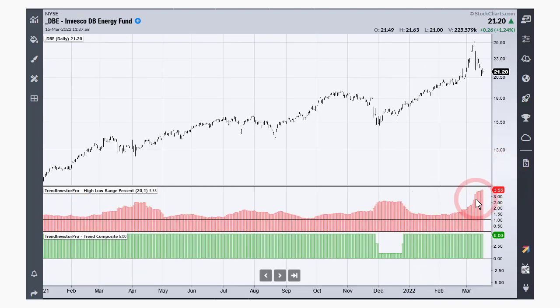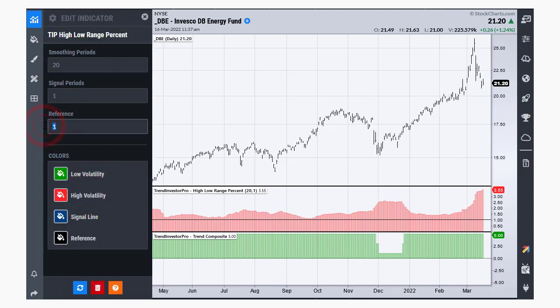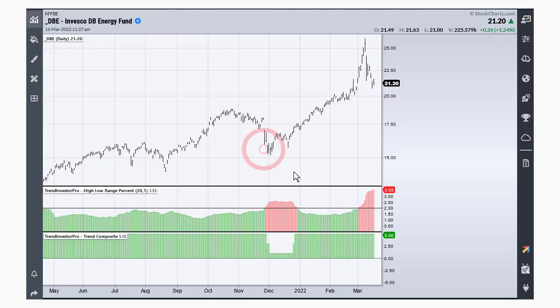So here's the energy ETF, and you can see I've got high-low range percent and all the bars are red. And that's because I've got my reference line at 1, which is where it was for the S&P 500 SPDR. But oil is a lot more volatile than the S&P. More likely, I need to put it around 2 to see some above average volatility. And so I can go to the indicator settings and I can click on the indicator and set the reference to 2. And then I can close it and you can see this will change.